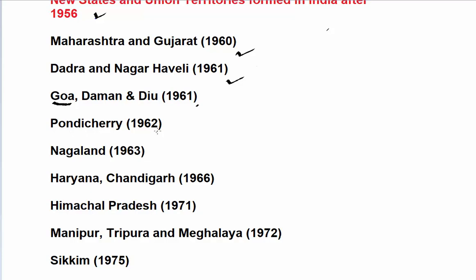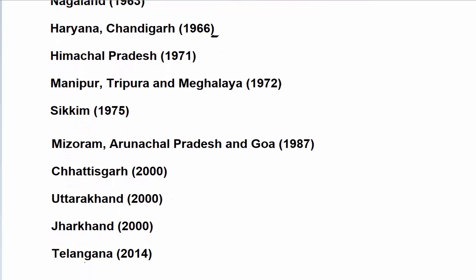Pondicherry in 1962, Nagaland 1963, Haryana and Chandigarh from Punjab in 1966, Himachal Pradesh in 1971, Manipur, Tripura and Meghalaya in 1972, Sikkim in 1975, then Mizoram, Arunachal Pradesh and Goa. Again Goa in 1987. In 1987 it got full statehood. Chhattisgarh, Uttarakhand and Jharkhand in 2000 and Telangana in 2014 became a separate state.